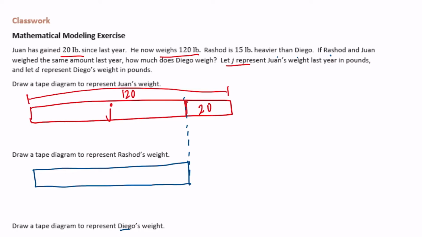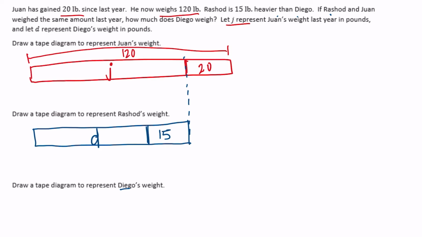So I'm going to make it exactly the same size because that was Rashad's weight last year. And we know Rashad is 15 pounds heavier than Diego. So he has an extra 15 pounds on Diego. It says let D represent Diego. So Rashad last year was the same as Juan, so the same size as J. And then he is Diego plus 15 pounds. So then lastly, draw a tape diagram to represent Diego's weight. So Diego is just this size right here.